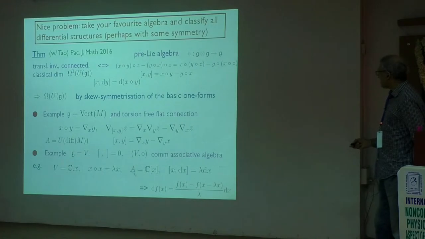And just to give you an example, if you have functions, G is the Lie algebra of the diffeomorphism group, so vector fields on a manifold. If you have a torsion-free flat connection, nabla, it is exactly the same as a pre-Lie structure. So the bracket reduces exactly to this, and this, which is the torsion equation.